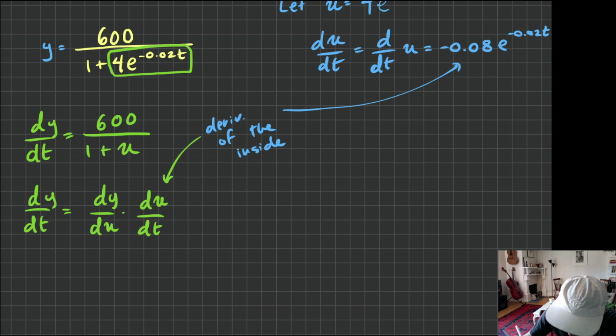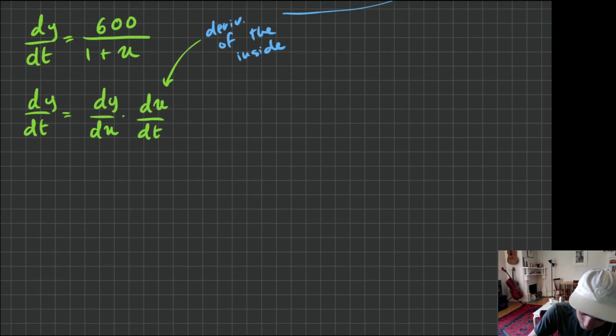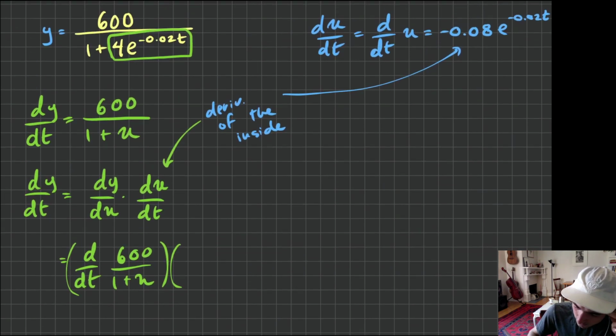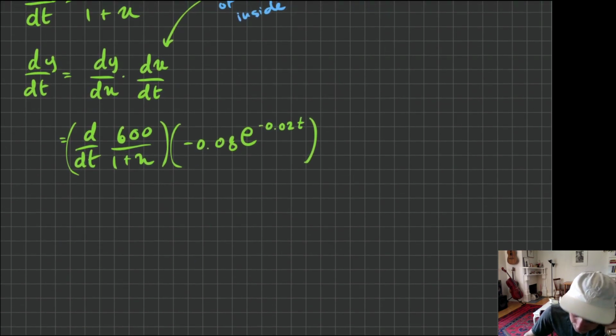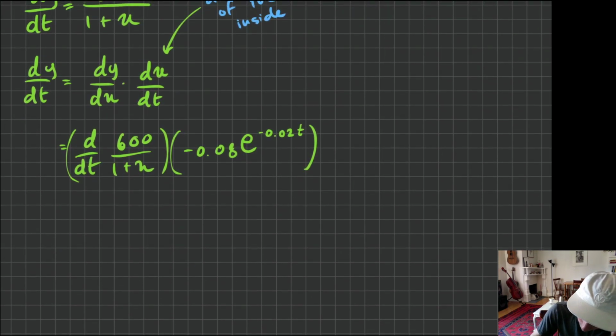So dy by du is pretty straightforward to calculate. This is going to be d by du of 600 over 1 plus u, which really isn't too bad. And then we're going to multiply all of that by negative 0.08 times e to the negative 0.02t. This is the only ugly part right here, and we already got rid of that.